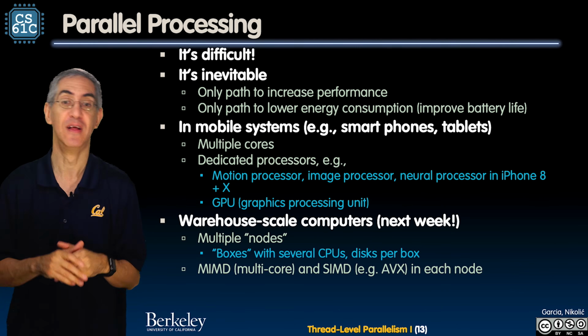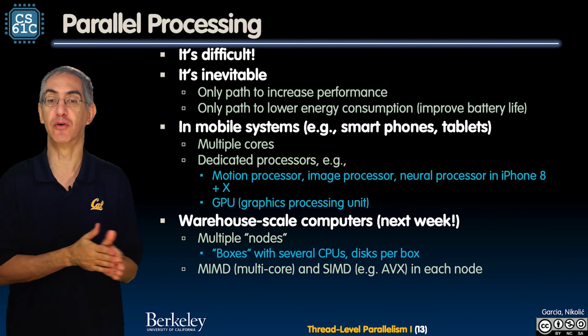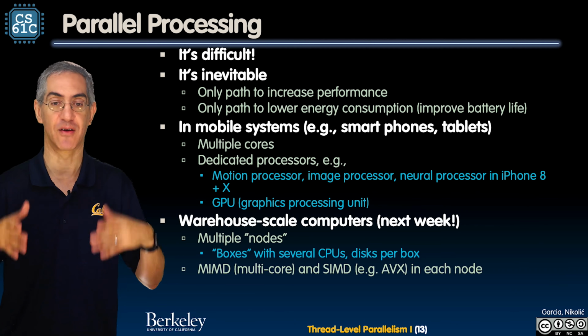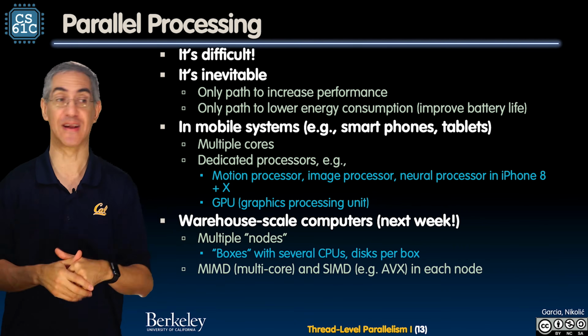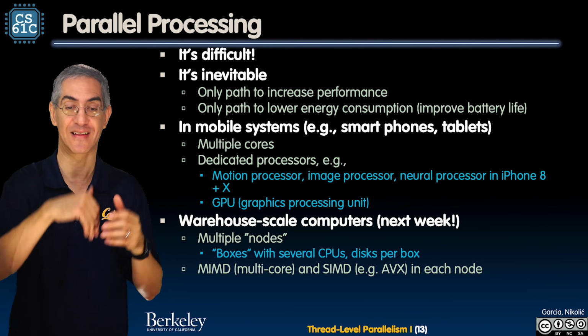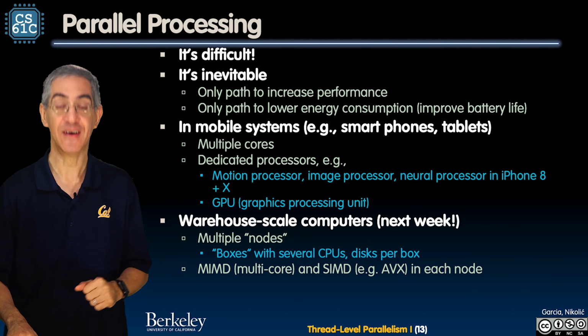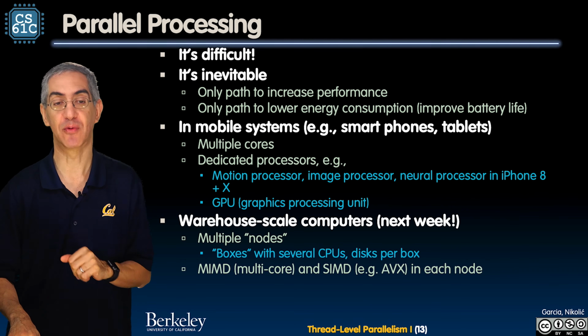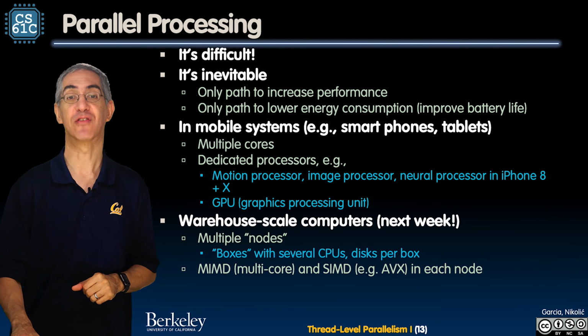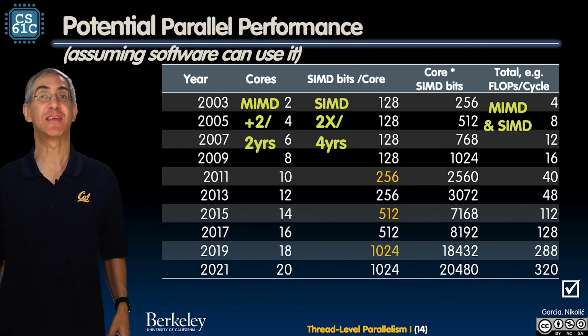That's pretty remarkable. So you have multiple nodes. Each of these nodes has multiple CPUs and disk and memory, and you think about it as one big unit, which is incredible. And how to cool it is the big deal. We'll get to that a little later. But you obviously have MIMD, which is multicore, and SIMD, which is these vector-wide operations in each node. Let's talk about some performance.